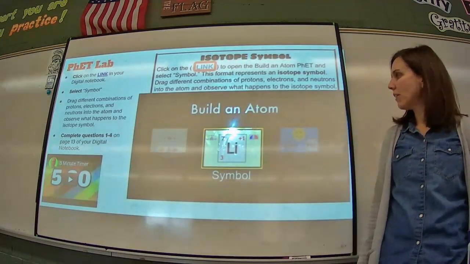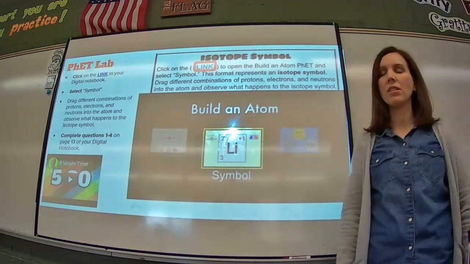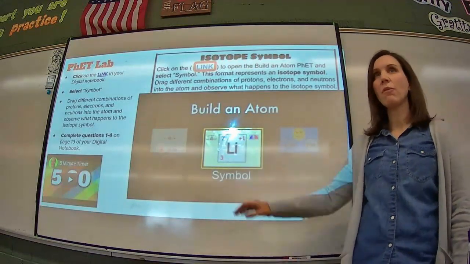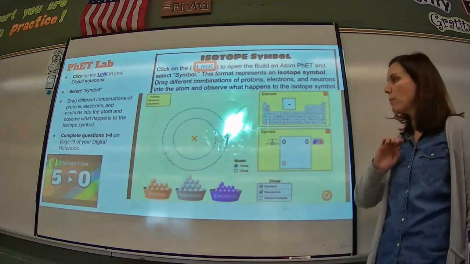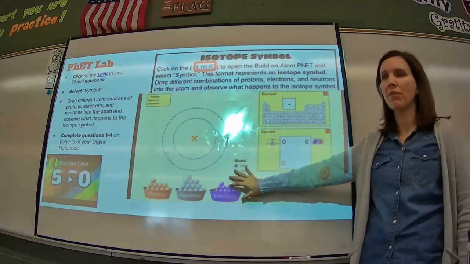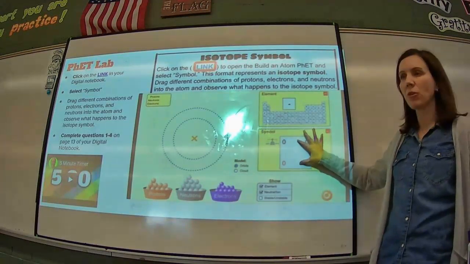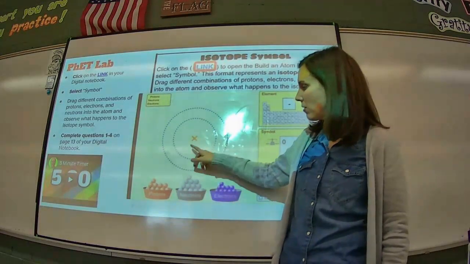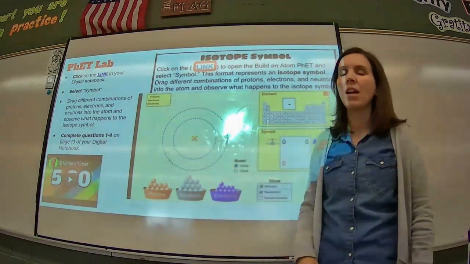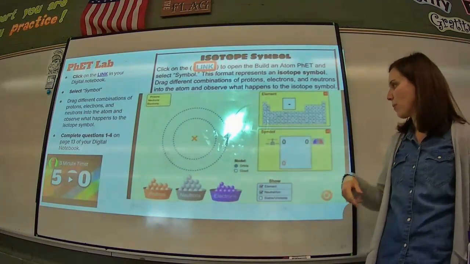And instead of clicking on atom like you did the first time, you're going to be clicking on what's called symbol to investigate what goes on with an isotope symbol. When you open it up, it's going to look very similar to the one that you played with yesterday, except this time you're going to see the isotope symbol displayed right here. You're going to drag different amounts of electrons, neutrons, and protons into your atom. And as you do that, pay attention to what each of these numbers represent.